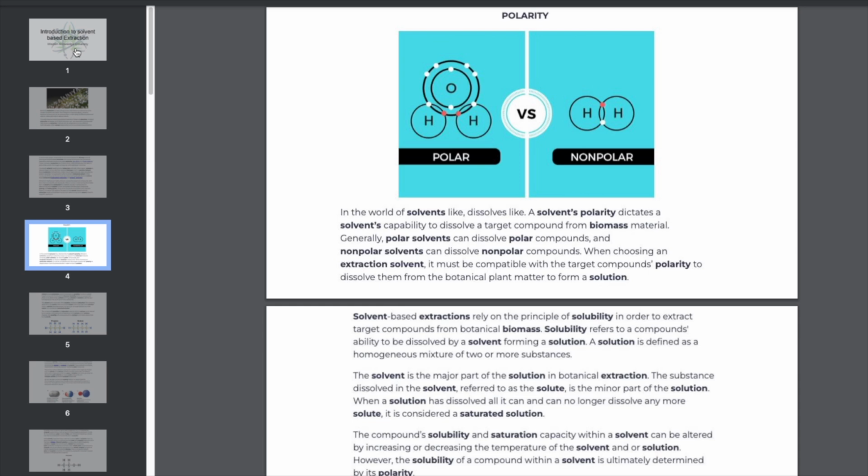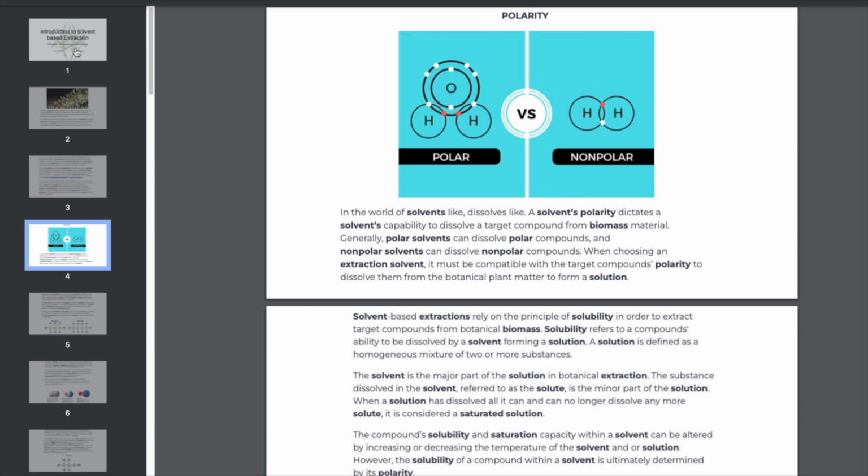Let's talk about polarity, polar versus nonpolar solvents or compounds. In the world of solvents, like dissolves like. So a like solvent dissolves a like compound. Polarity versus nonpolarity. A solvent's polarity dictates a solvent's capability to dissolve a target compound from biomass material.